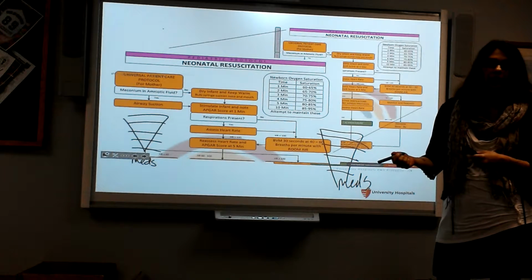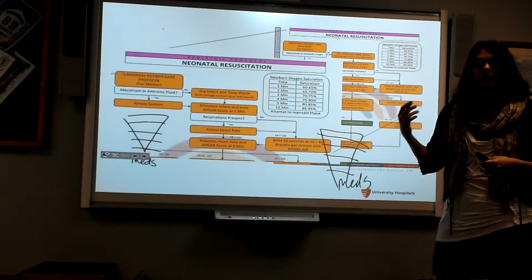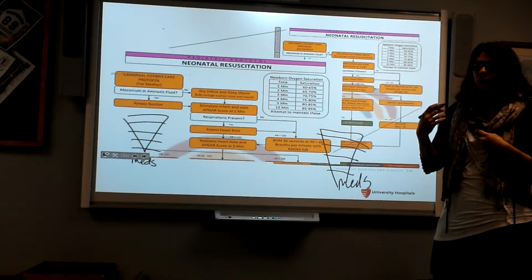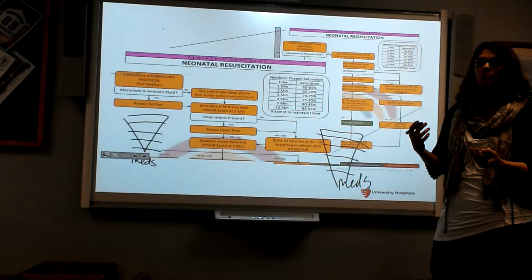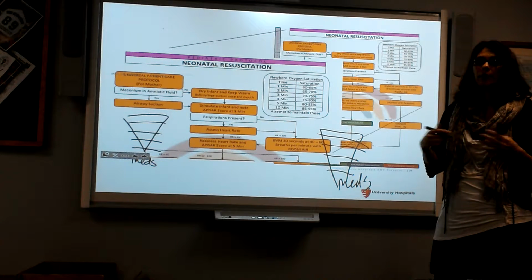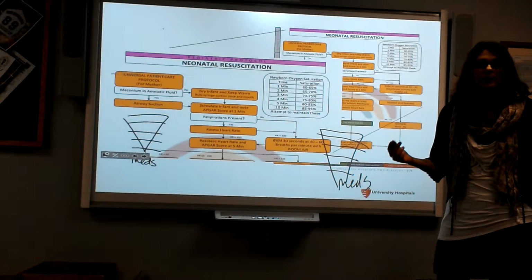You can do your APGARs at 1 and 5. Your average APGAR for a baby who's moving around and crying when they're born is 8. I don't care how much an overachiever your child is. No one's going to be a 10 at 1 minute.